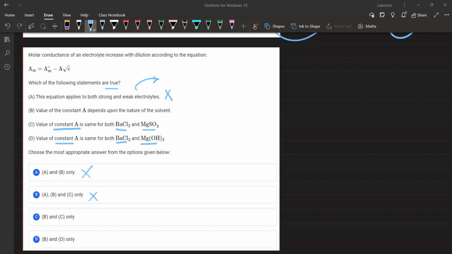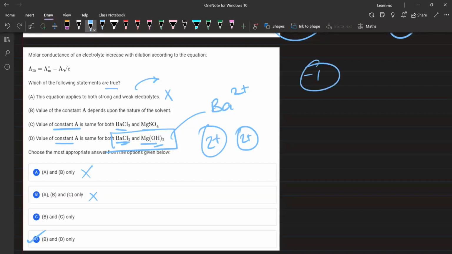Sir, I guessed B, and that is not correct. Yes, I know B and D should be correct. Just reconfirm this. Yeah, B and D is the correct option. Because in both cases, if I look at the ions, Ba has 2 positive charge, and Mg also has the same, 2 positive charge. If I look at the anions also, both anions have a charge of minus 1. That is why the value of A will be the same for BaCl2 and Mg(OH)2. So B and D are the correct statements.